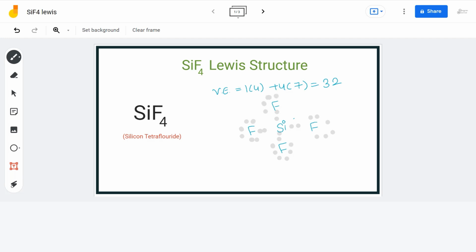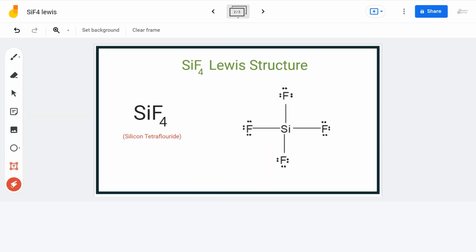Doing that, we have used all our valence electrons and each and every atom in this Lewis structure has a complete outer shell and zero formal charge. So this is the final Lewis structure of SiF4.